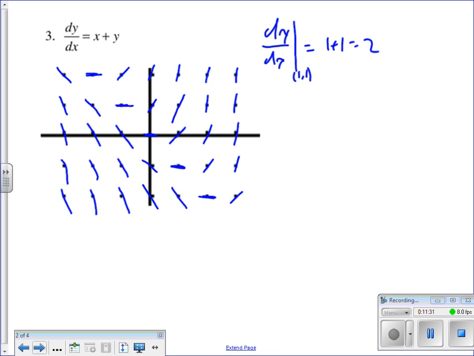Very interesting graph. It's a very interesting graph. We will learn how to find the antiderivative. We will solve algebraically dy dx equals x plus y. You will learn how to do that. Actually, very interesting looking graph. Okay.